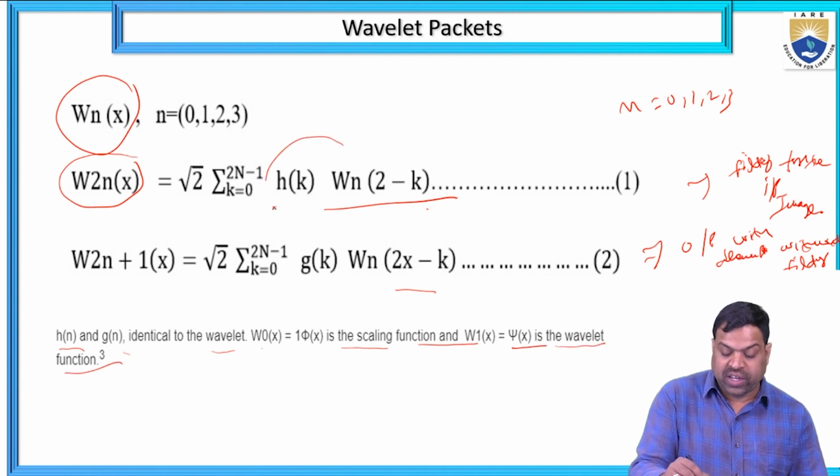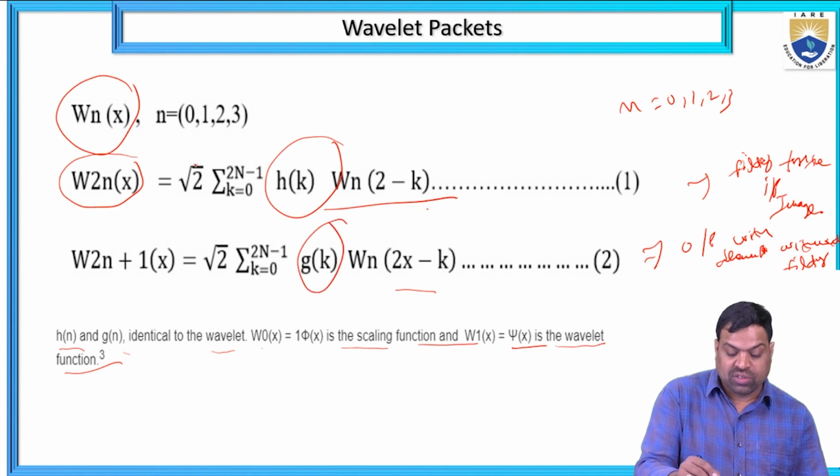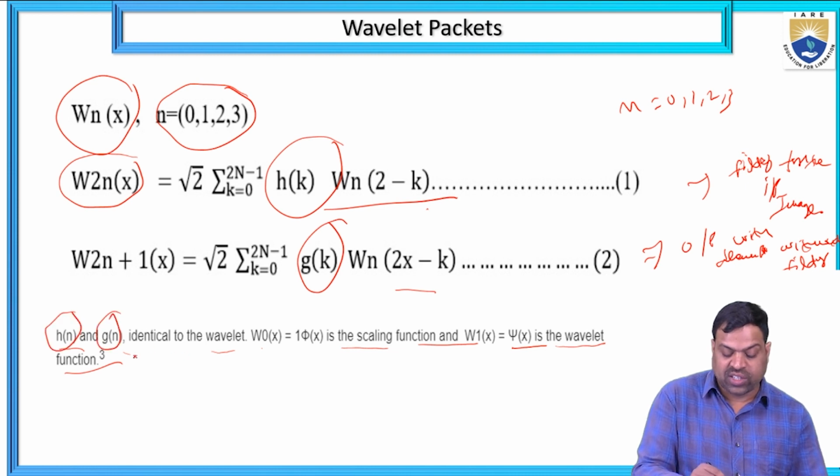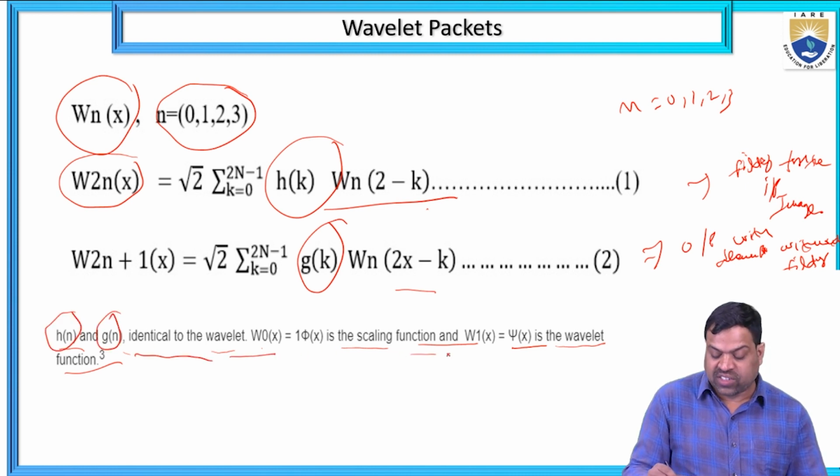So I am taking here h of k and g of k. So if I am taking h of k, g of k, but n equal to 0 to 3. So h of n and g of n are identical to the wavelet, and the scaling function is Wn of x equal to psi of x. So psi of x is the wavelet function.